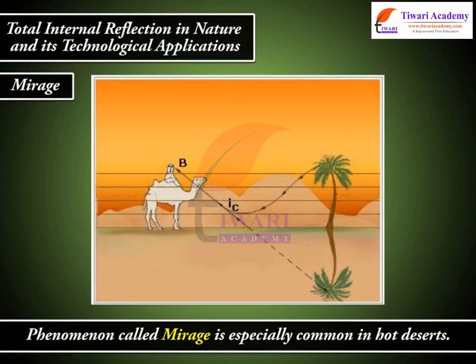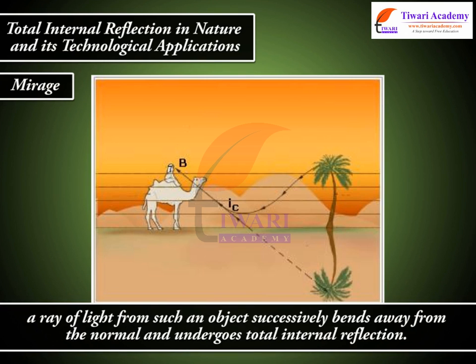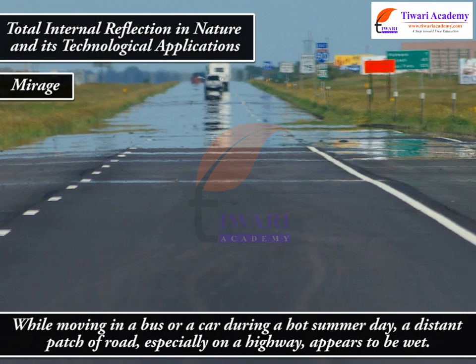The phenomenon called mirage is especially common in hot deserts. Light from a tall object, such as a tree, passes through a medium whose refractive index decreases towards the ground. A ray of light from such an object successively bends away from the normal and undergoes total internal reflection. While moving in a bus or a car on a hot summer day, a distant patch of road, especially on a highway, appears to be wet.